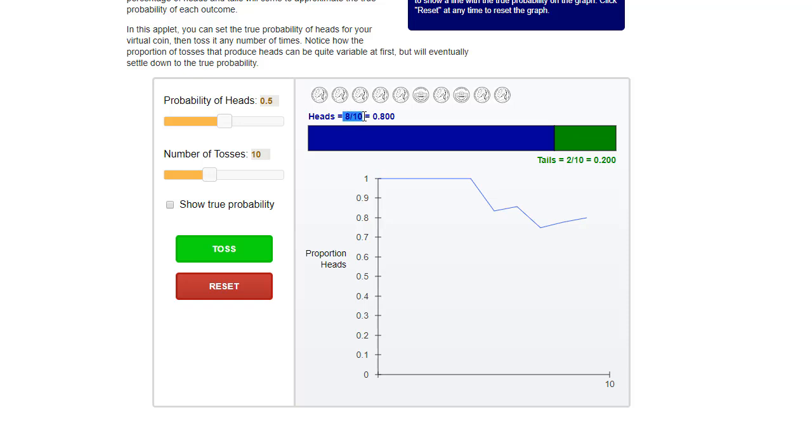We get 8 out of 10 heads that we observe. So each time I flip a coin 10 times, I'm not always going to see 5 out of 10. In fact, that's kind of rare for me to see 5 out of 10 in that type of scenario. So in this case, how many heads did we see? We saw 2 out of 10.